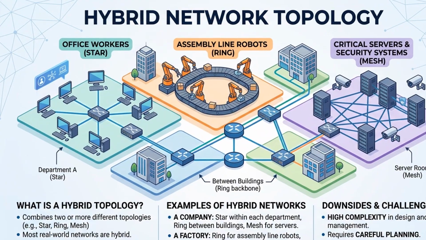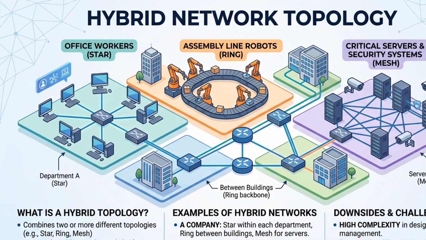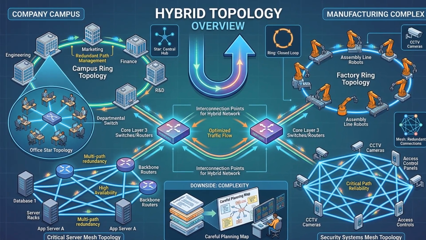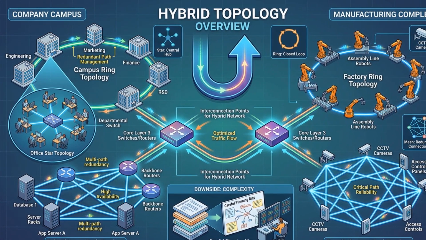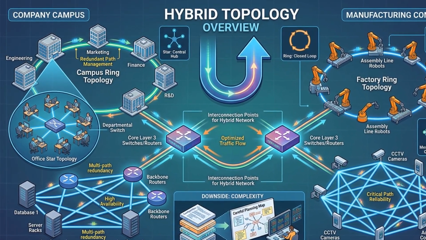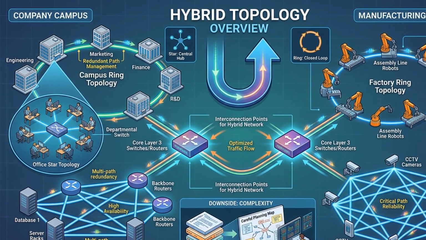A factory might use ring topology for its assembly line robots, star topology for its office workers, and mesh topology for its security systems, all connected into one unified network. The downside is complexity. Hybrid networks require careful planning and more devices like routers and switches to manage traffic between different topology segments.